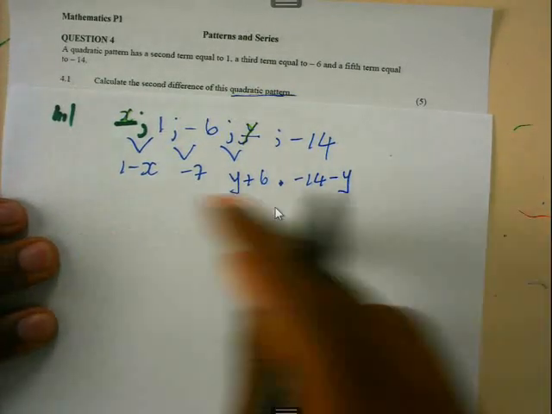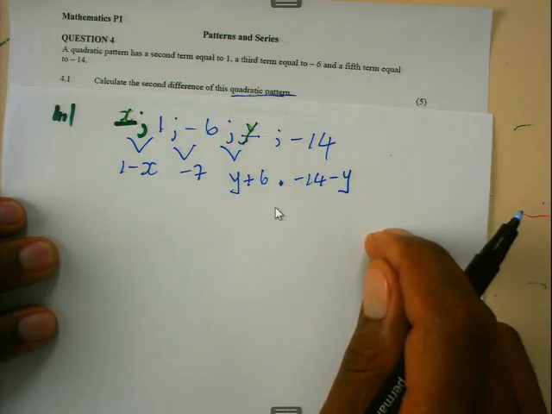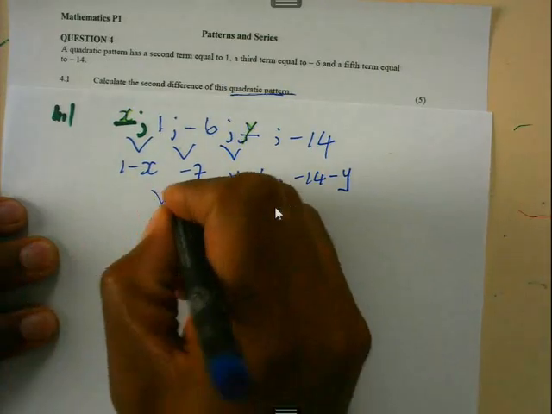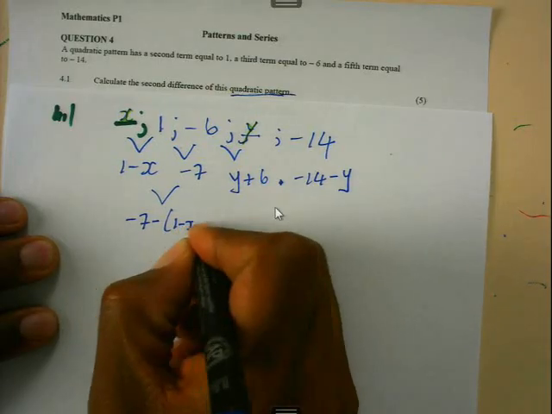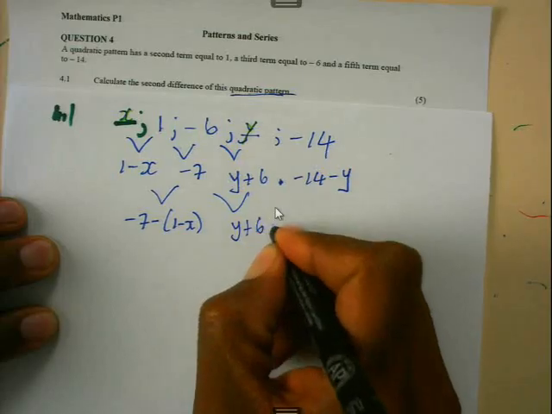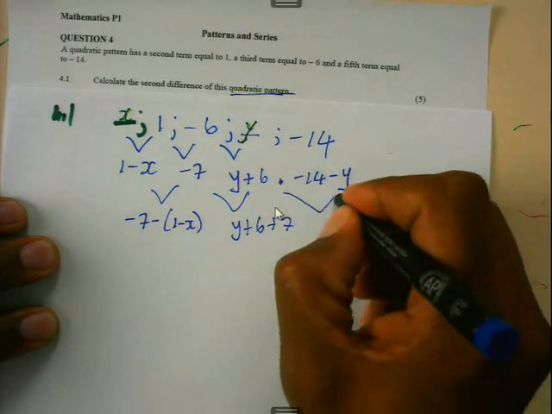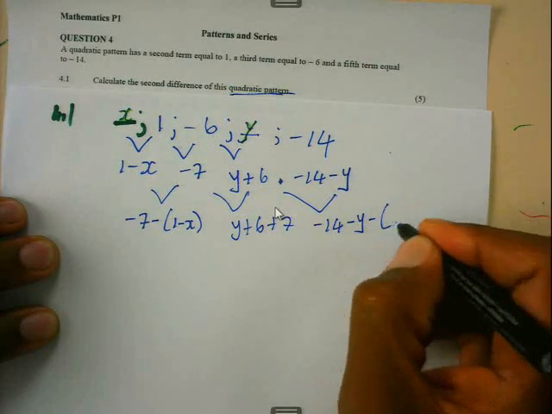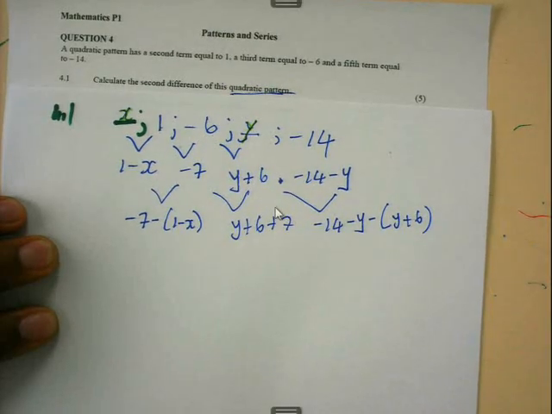Right, now, we have the first difference. Of course, we are not going to leave it there. Why? Because we know that this is a quadratic. We must have the second difference, right? Now, let us look at the second difference. Of course, that is a minus 7 minus 1 minus x. Good. And now we move from here. Now we have y plus 6 minus 7, of course, it will be plus 7. And then the other one now that we have, of course, is minus 14 minus y minus what? Minus y plus 6.